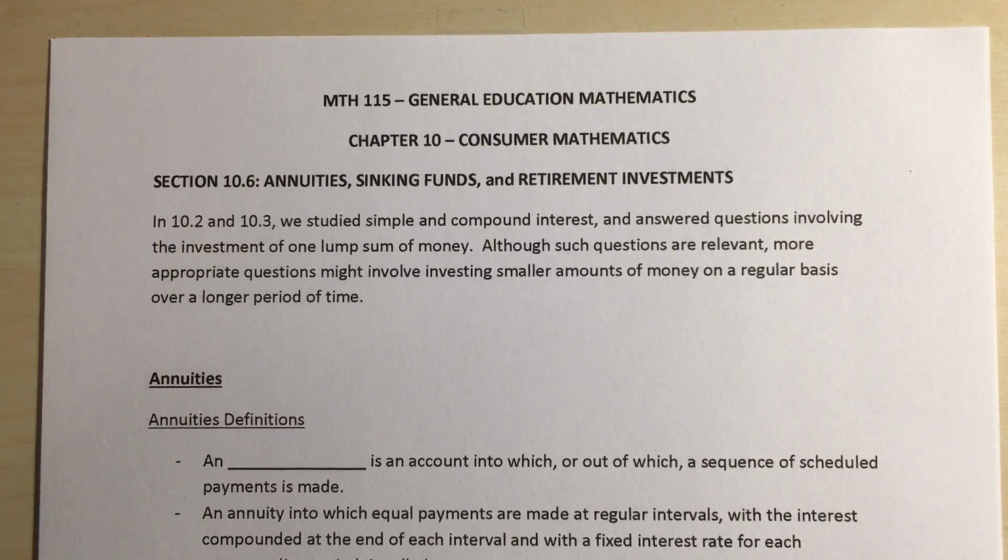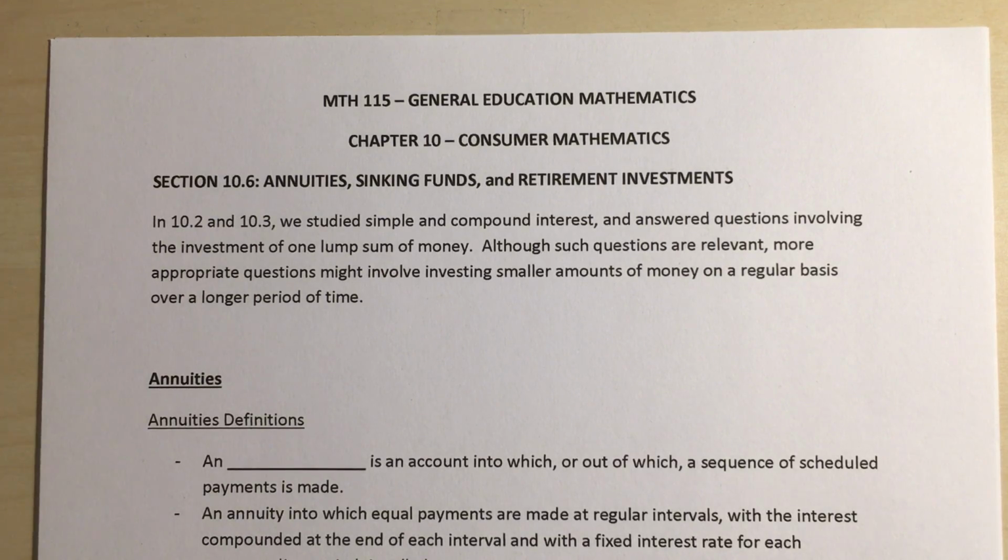To finish up Chapter 10, we're going to look at Section 10.6, Annuities, Sinking Funds, and Retirement Investments. In Sections 10.2 and 10.3, we studied simple and compound interest and answered questions involving the investment of one lump sum of money. Although such questions are relevant, more appropriate questions might involve investing smaller amounts of money on a regular basis over a long period of time.